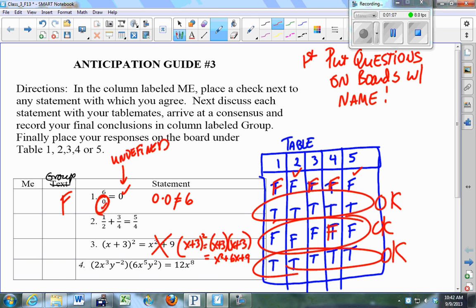Would it be okay to have this? Yeah, that's 0, because 0 times 6 equals 0. That's okay. You just cannot have 0 in the denominator.